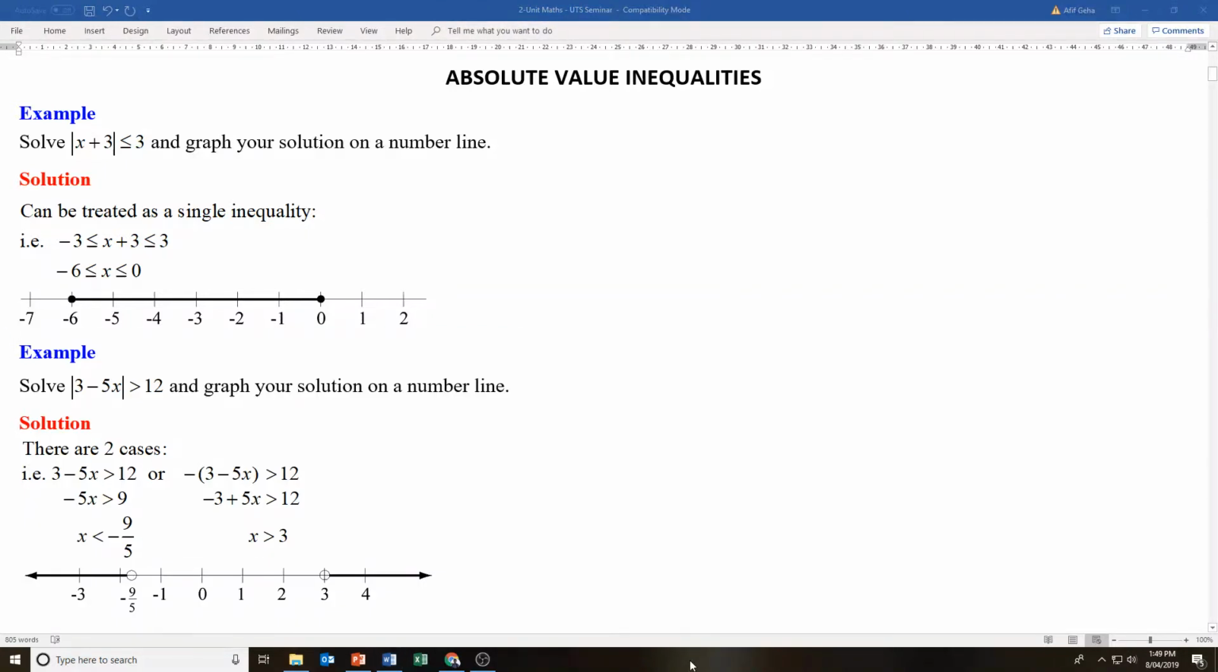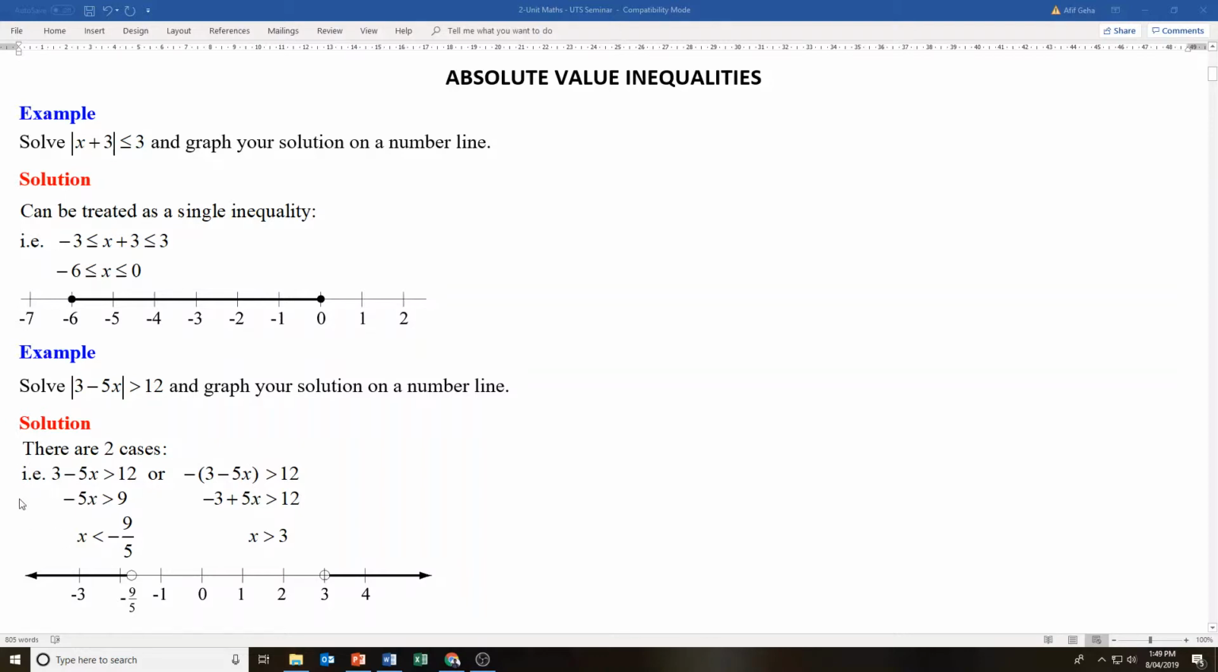So solve the absolute value of 3 minus 5x is greater than 12 and graph your solution on the number line. Now there are two cases because it is a greater than inequality, so I have to consider the two cases: when 3 minus 5x is greater than 12, or the minus of 3 minus 5x is greater than 12, because remember absolute value is plus or minus, so I cannot join them together. It's not a less than inequality, it's a greater than inequality, so two cases are needed.